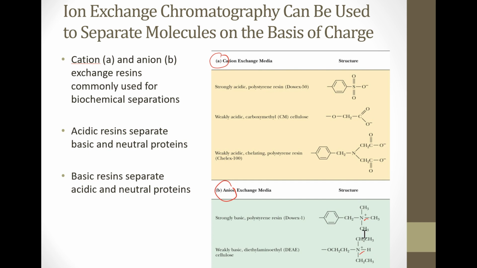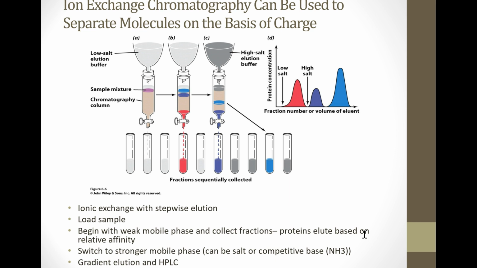And the way these work, this is a nice way to look at it. You load the sample mixture onto the column, which is full of whatever resin is appropriate for the separation that you're looking to do. And then you start to elute with, in this case, a low salt elution buffer. And the reason we're using low salt is we want the proteins to associate with the resin in their different characteristics. And they're going to run through at different speeds because they have different retention times.